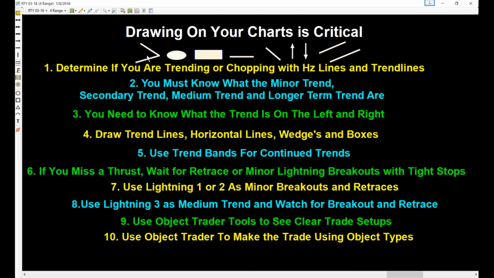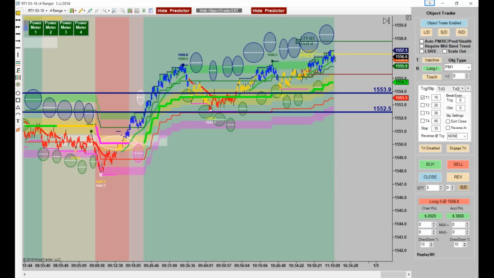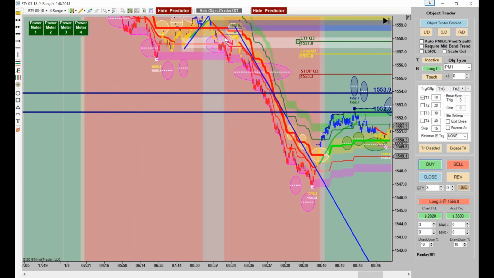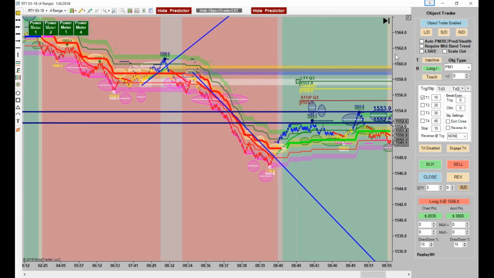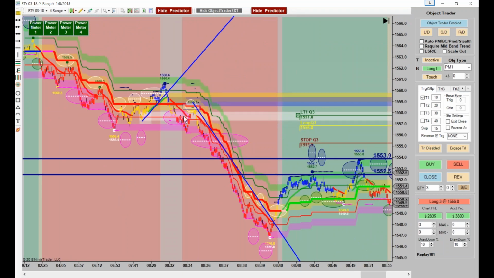Make sure you draw wedges, use predictors, use boxes, use lines, trend lines, channels, and then know which direction you're going to take the trade. And you'll find that you can do pretty well. Because if you were in the room today, you know for a fact that we nailed this trade right here this morning on Russell. Remember that trade? And look where the boxes were to begin with.